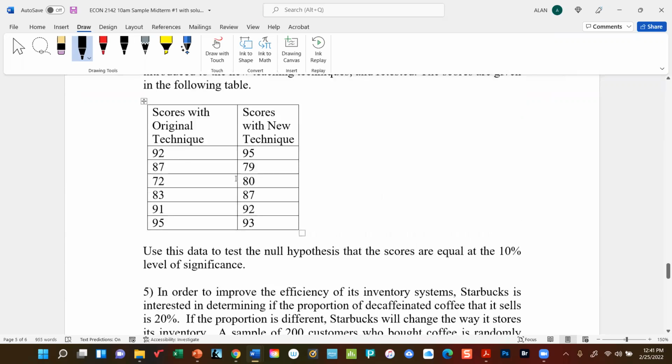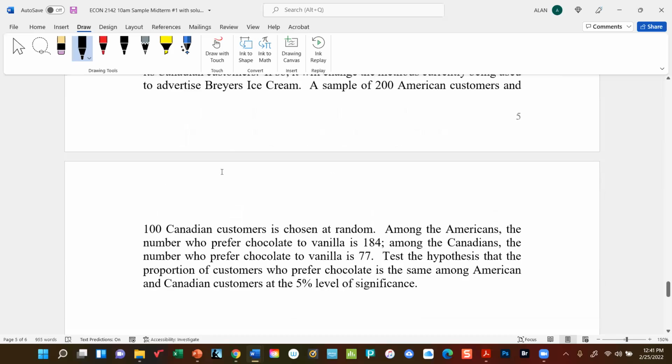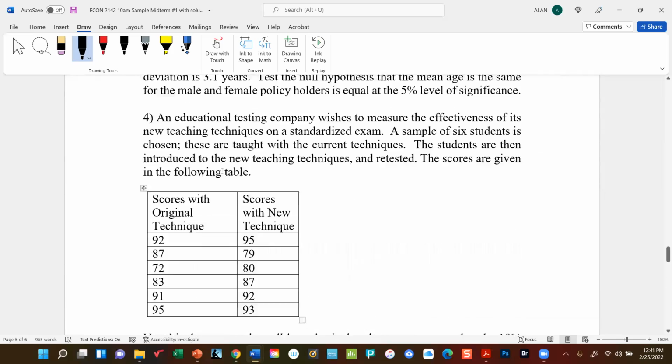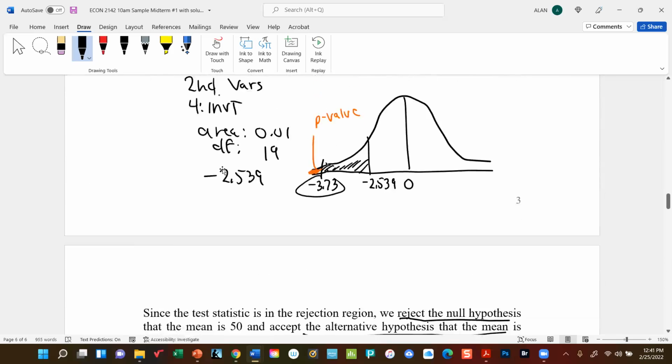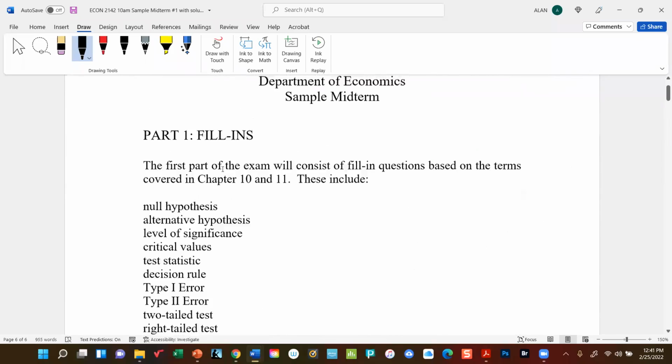So I have to be very selective about which ones I pick. But don't worry, it'll be good. And if you know the material, you'll do well. That's the bottom line. There's no intention to trick anyone.